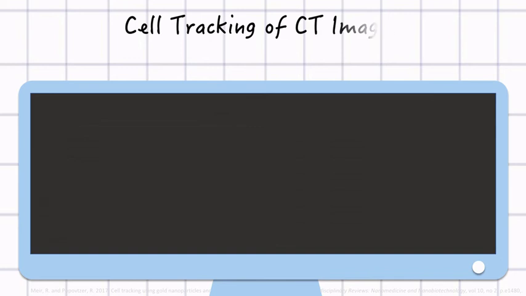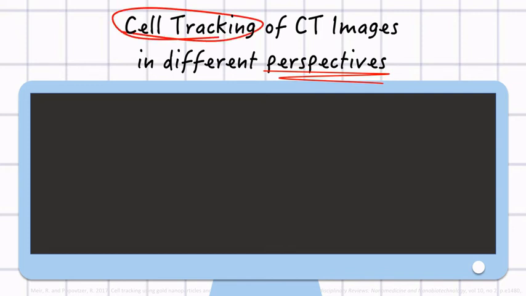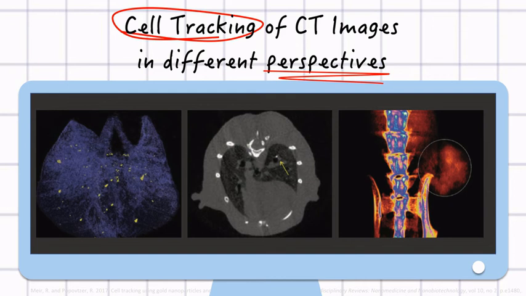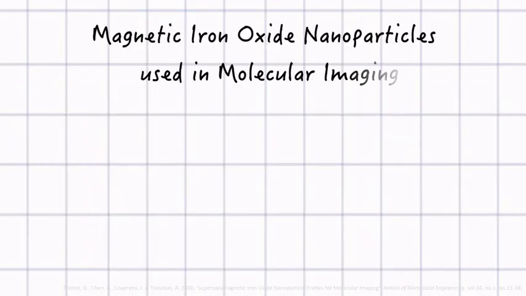Take another study from Mir as an example. A different perspective was shown in cell tracking using gold nanoparticles as a contrast agent in CT imaging. The use of gold nanoparticles can examine the distribution, migration, and kinetics of T cells at the tumor site with whole body CT imaging. The other practical example would be superparamagnetic iron oxide nanoparticles used for molecular imaging.